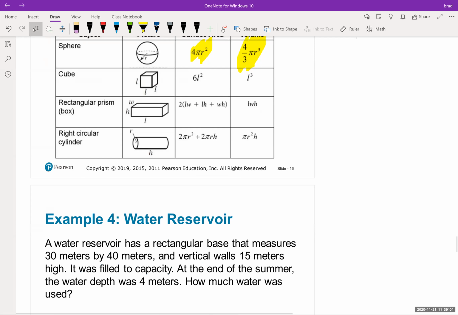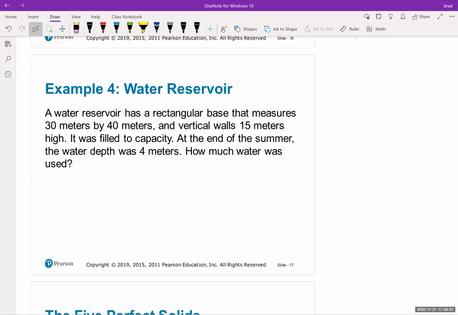Okay. So a water reservoir has a rectangular base that measures, so let's draw a water reservoir, a rectangular base that measures 30 meters by 40 meters and vertical walls of 15 meters. It was filled to capacity. So let's do this, 30 meters.